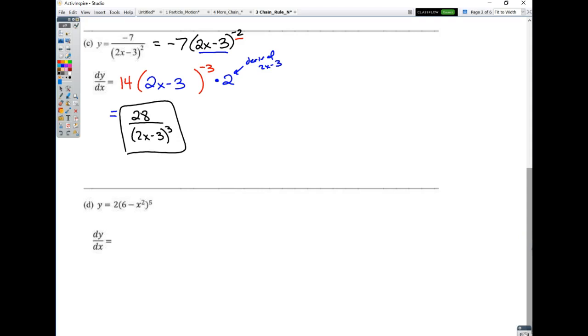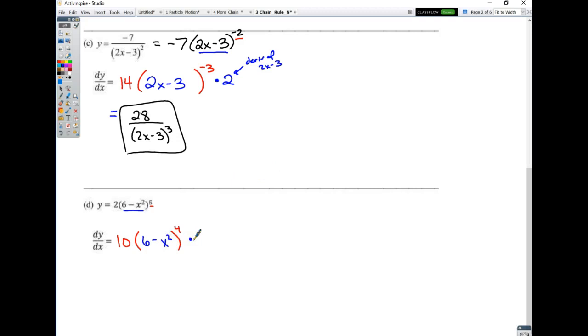All of these are very similar. They do the same type of process. This next one, looking at the same concept, does have a small thing to throw a monkey wrench in the problem, and we'll see that in a second. The 5th power is the outer piece. So we take the derivative there. 5 times 2 is 10, times something to the 4th power. Again, that something is now 6 minus x squared.